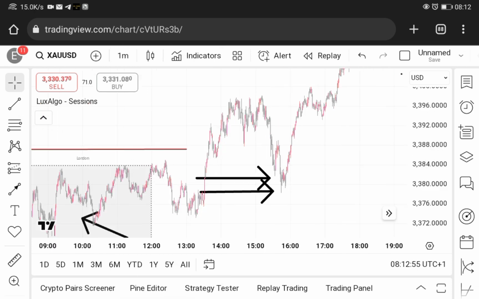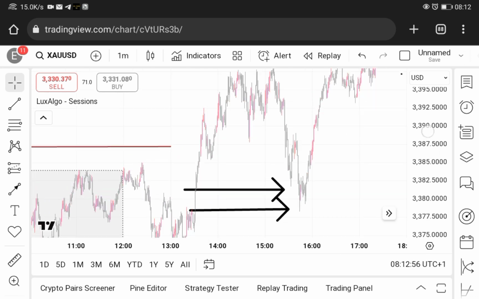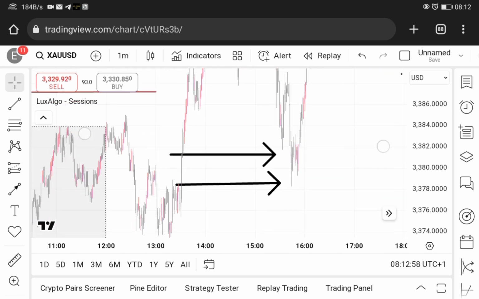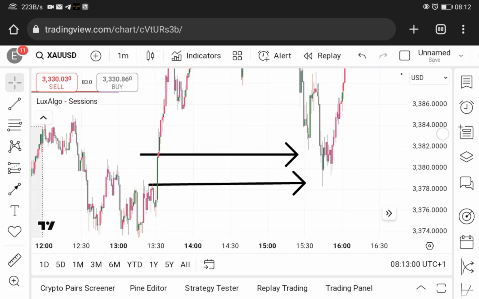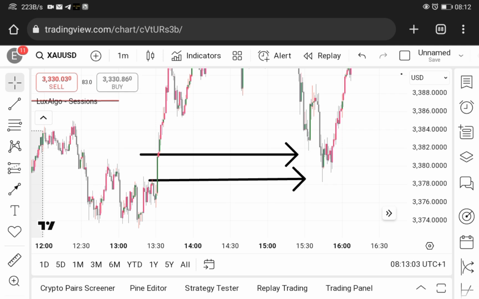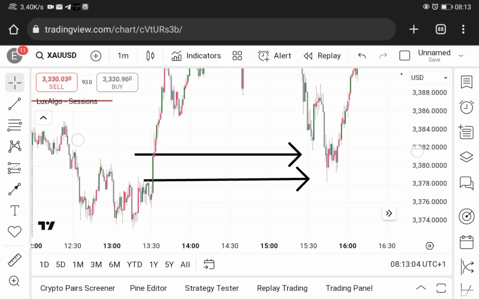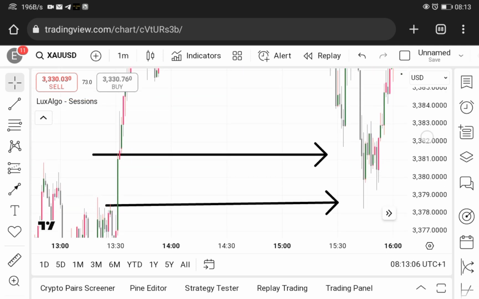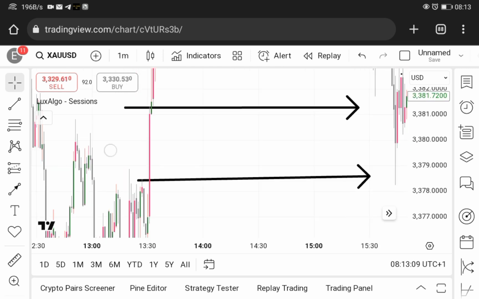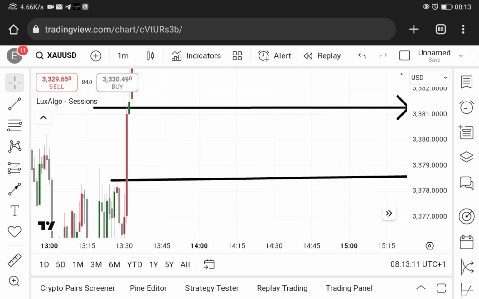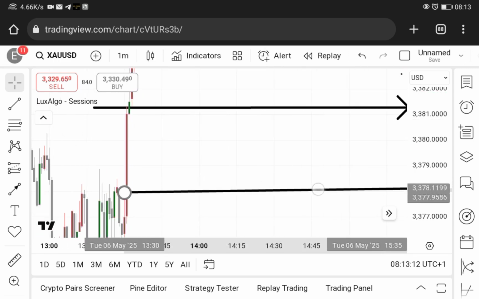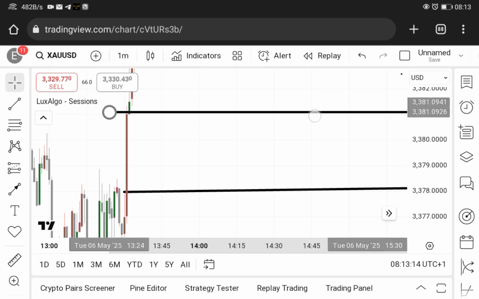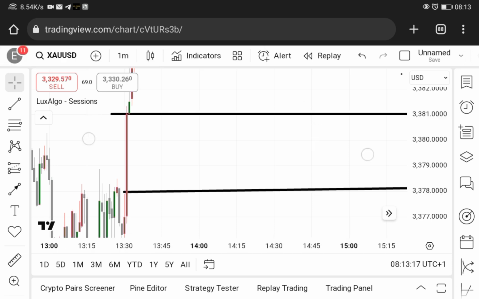The setup may not occur every day, but you have to be patient till when you see it. You can choose one pair you are okay with to trade with this. So now I move it down again. Extreme imbalance, we move it down again. This is your 1 minute.